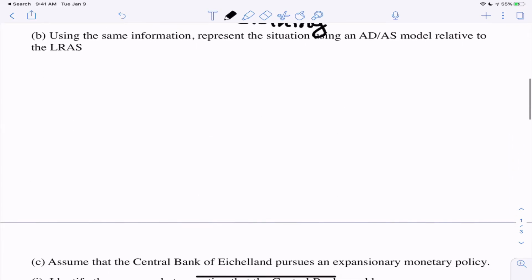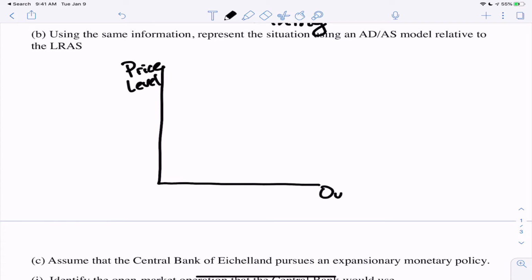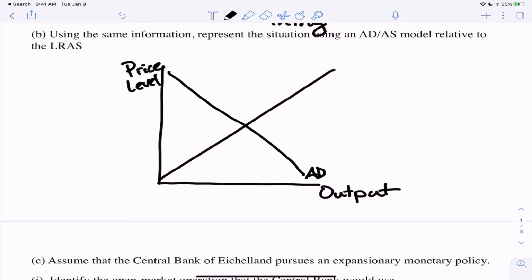Now, this was not in the original AP question, but I did want to add this to kind of show that we can represent some of this in more than one way. So if I want to show a recession using an AD-AS model for Eichel, well, on this axis is going to be our price level. On this axis is our output, or real GDP. A downward sloping aggregate demand curve, an upward sloping aggregate supply curve, and our current output would be at Y prime, we'll call it. And this is our current price level with this.